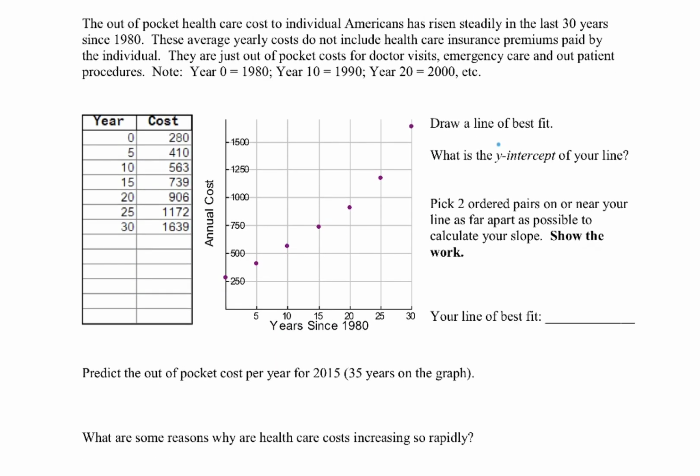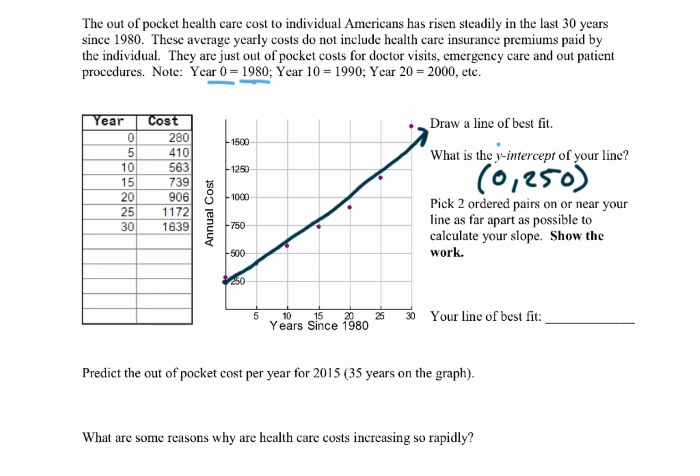Okay. The out-of-pocket health care cost to individual Americans has risen steadily in the last 30 years since 1980. These average yearly costs do not include health care insurance premiums paid by the individual. They're just out-of-pocket costs for doctor visits, emergency care, and outpatient procedures. Okay, so then we've got some information here about the year we're starting is 1980. That's 0, and then so on. Okay, so again, draw our line of best fit. Probably start maybe right here at 250. Kind of draw my line like that. Okay, so y-intercept (0, 250).